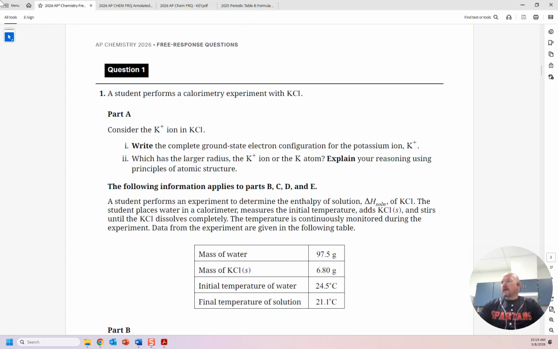All right, guys. In this series of videos, I'm just breaking down the most recent free response for AP Chemistry. This is from May 5th, 2026. They released these last night, and so the answers are out there. So this is me just breaking down the test question by question.